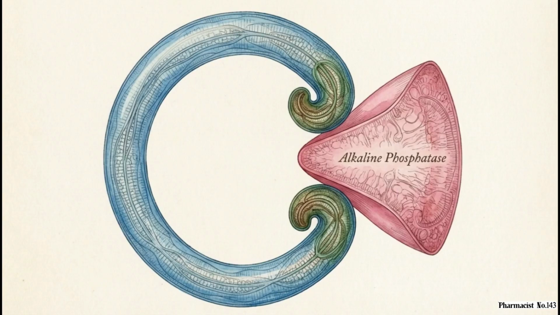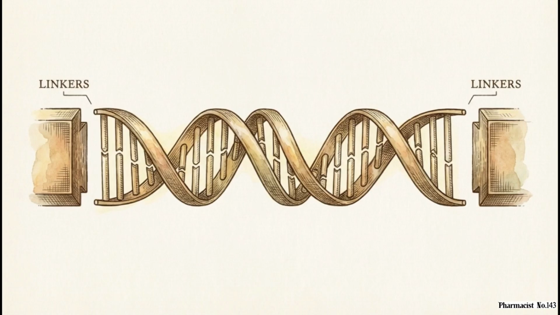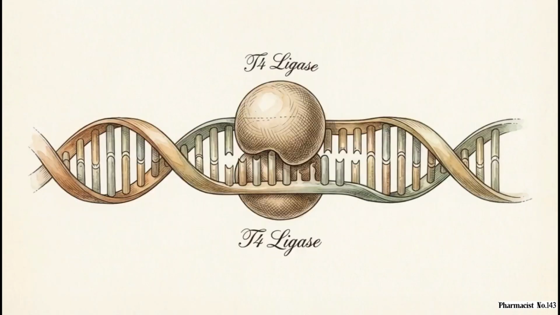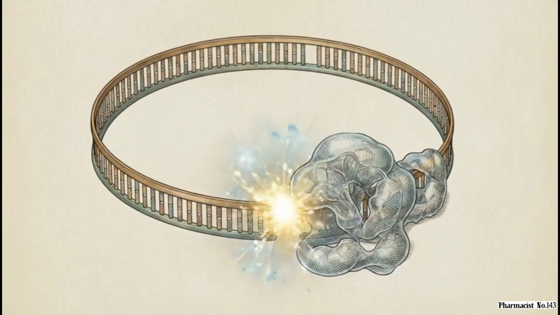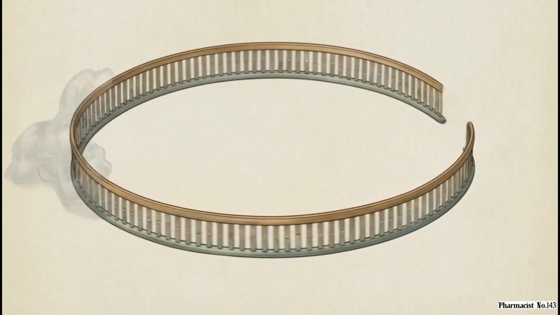To prevent the vector from simply closing back on itself, scientists use alkaline phosphatase. This enzyme removes the 5' phosphate groups, making self-ligation impossible. If the DNA inserts have blunt ends, synthetic linkers or adapters are used to create the compatible sticky ends required for a successful splice. Once the pieces are aligned, T4 DNA ligase is introduced. Using ATP as a cofactor, it performs the final chemical weld. The ligase forms the phosphodiester bonds that seal the insert into the vector, completing the recombinant DNA molecule.